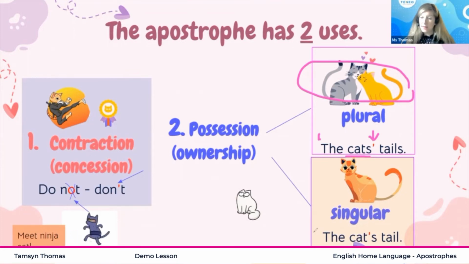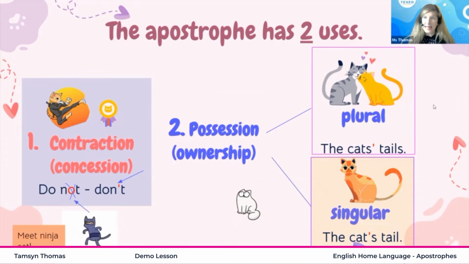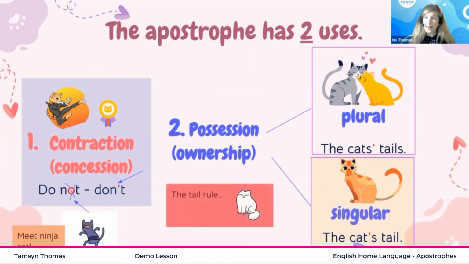If we look at this second example, Apostrophe Cat places his tail over that apostrophe. Whatever's to the left is the thing we're saying is doing the owning. So the tail that belongs to the cat. Here we just have one cat that owns the tail. Do you see that Apostrophe Cat's tail rule is very useful when we are dealing with apostrophes of possession, that show that something owns something?